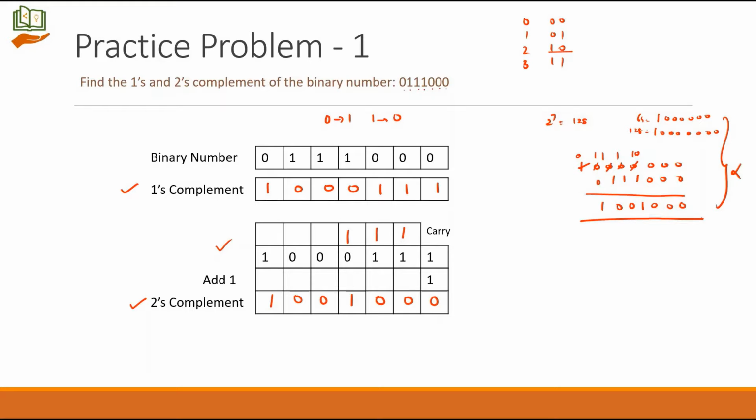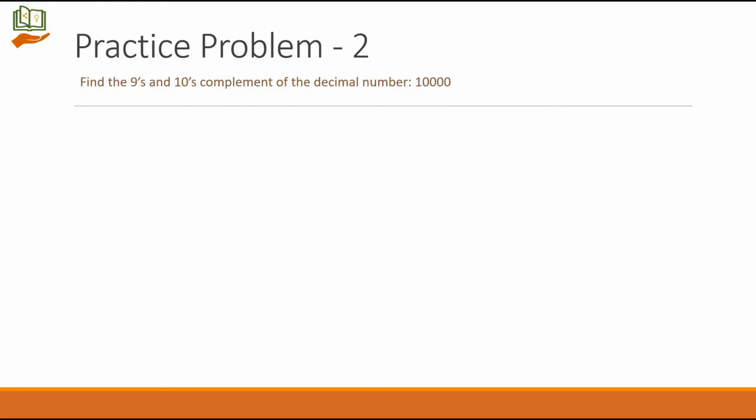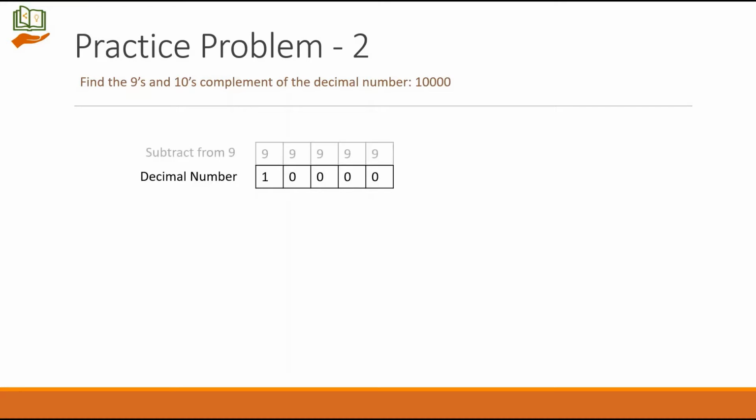The next question: find the 9's and 10's complement of the decimal number. We will take the decimal number and find the 9's complement first. What we have to do is subtract every digit from 9. What is the answer we get? 9 minus 0 is 9, 9 minus 0 is 9, 9 minus 0 is 9, 9 minus 0 is 9, 9 minus 1 is 8.